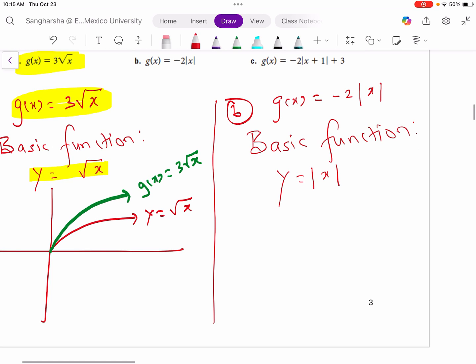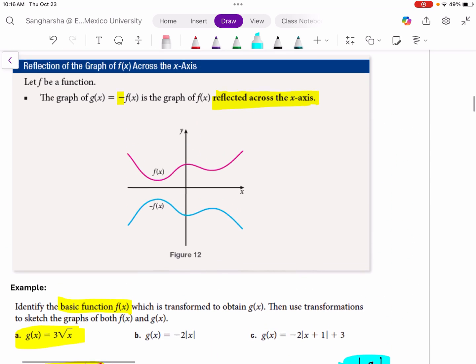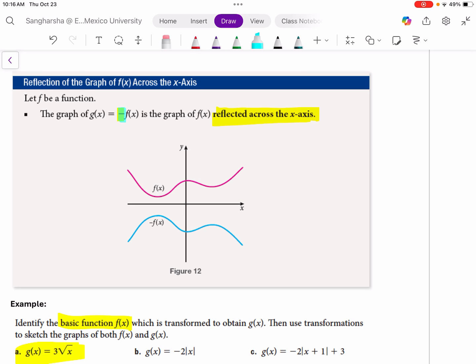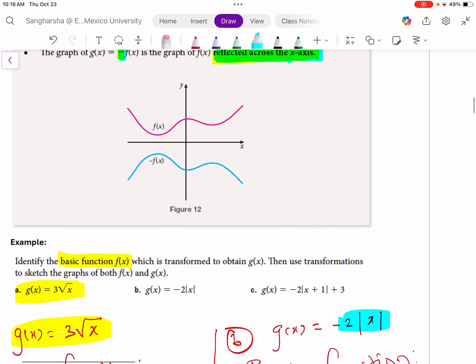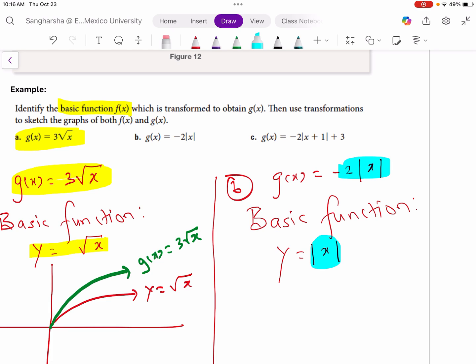Now, from this basic function, absolute value of x, we need to get negative 2 absolute value of x. How can we get negative 2 absolute value of x from this absolute value of x? What do we need to do? We need to multiply by a negative number. Now, what does it mean to multiply by a negative number? Whenever we multiply our function by a negative, our graph is reflected across the x-axis. And multiplying by a 2 means we are stretching our graph vertically.